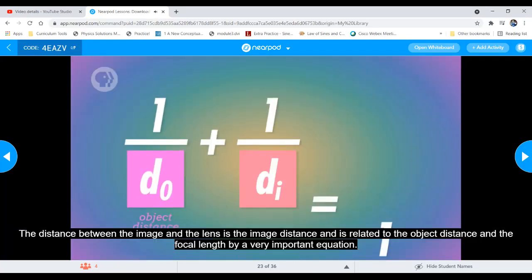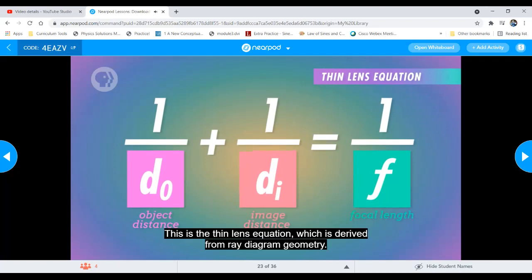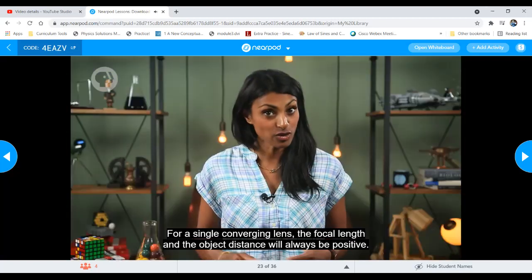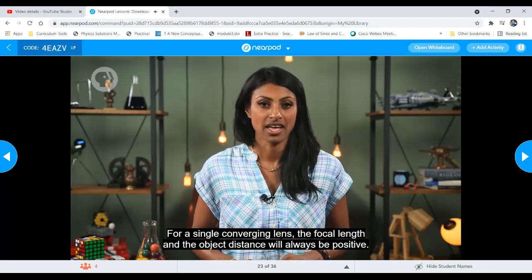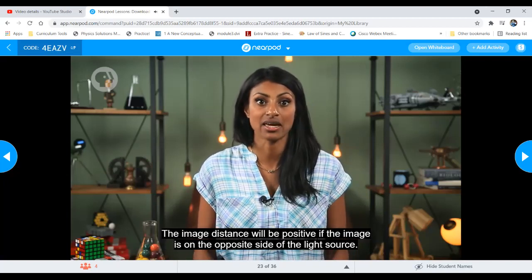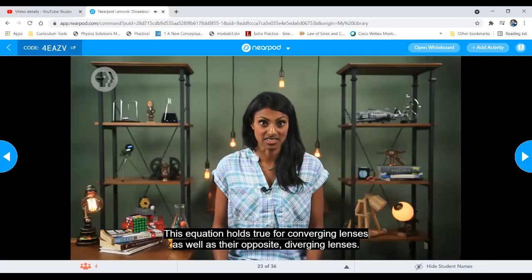The distance between the image and the lens is the image distance, and it's related to the object distance and the focal length by a very important equation. This is the thin lens equation, which is derived from ray diagram geometry. For a single converging lens, the focal length and the object distance will always be positive. The image distance will be positive if the image is on the opposite side of the light source. This equation holds true for converging lenses as well as their opposite, diverging lenses.